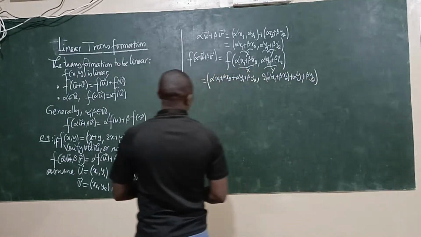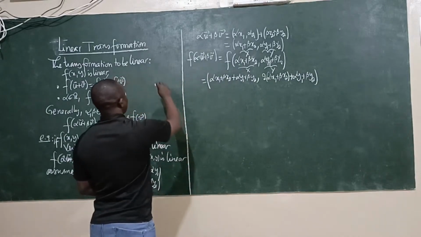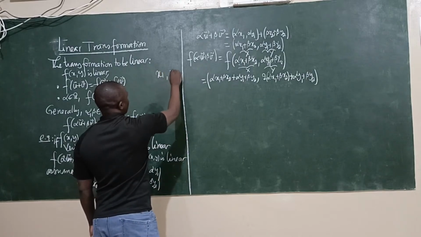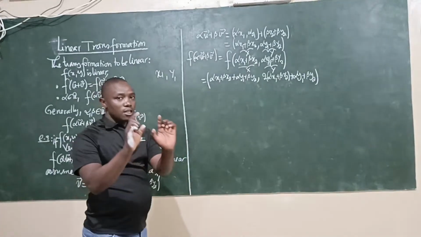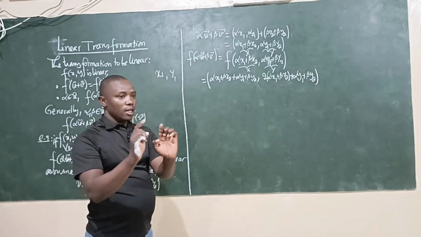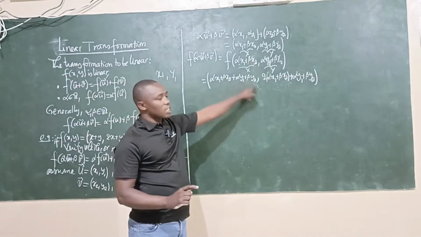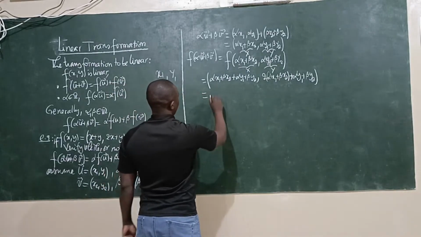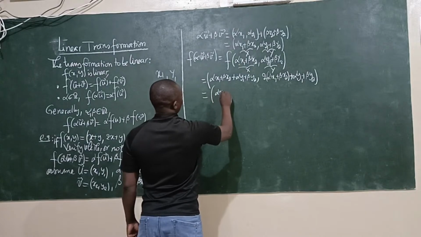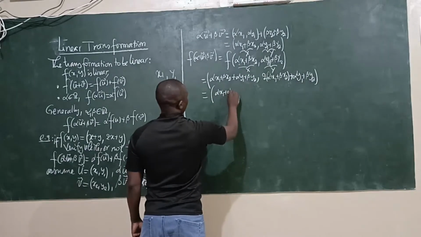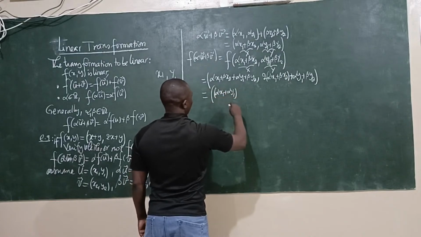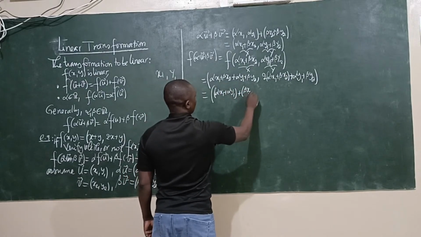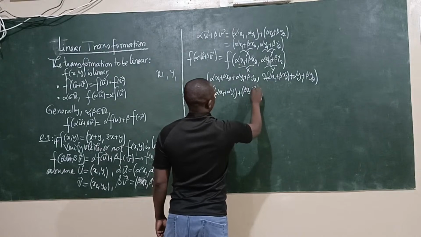What am I now going to do? You see x sub 1 and y sub 1. These are going to be grouped together. And x sub 2, y sub 2 will be grouped together. This is going to be alpha x1 plus alpha y1, plus those with x2. Here is beta x2 plus beta y2.